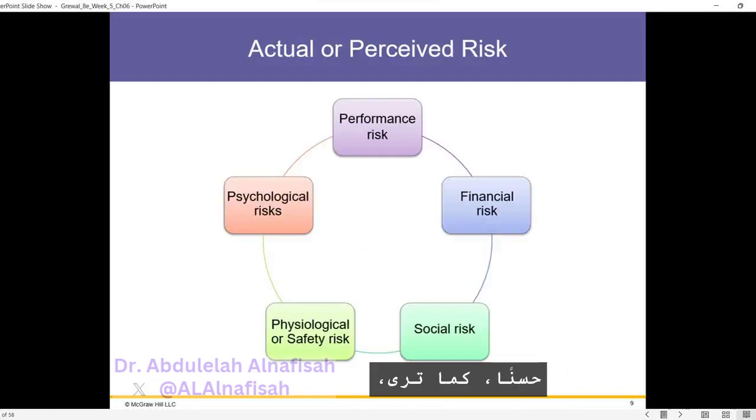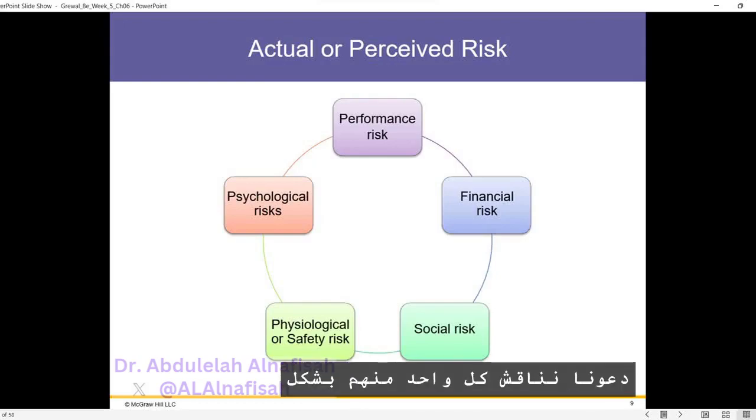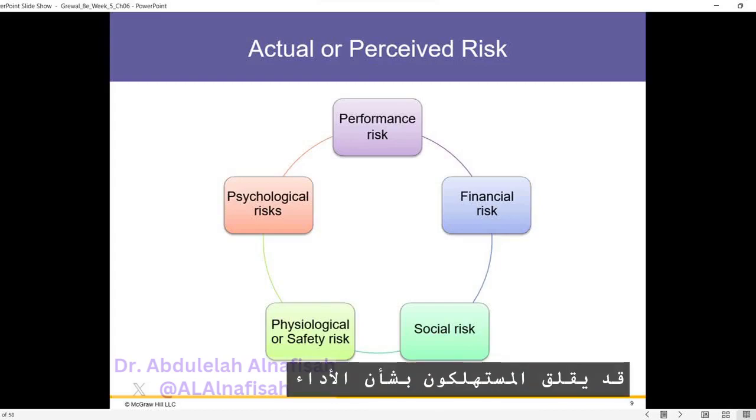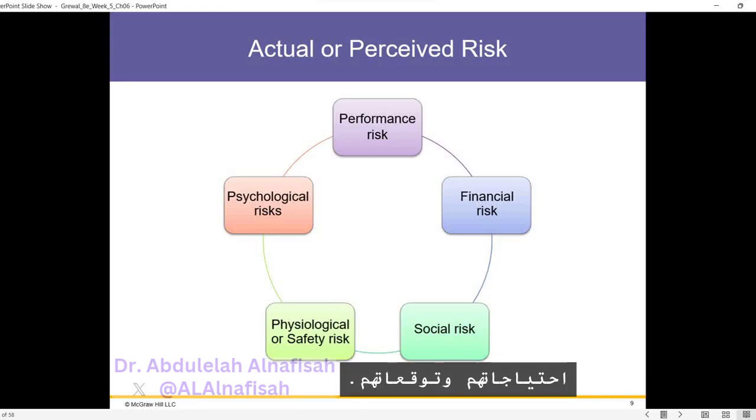Okay, as you see, we have 5 types of risks associated with purchase decisions. Let's further discuss each of them. 1. Performance risk. This risk refers to the concern that a product or service may not perform as expected or deliver the desired outcomes. Consumers may worry about the functionality, reliability, durability, or quality of the product. They want assurance that the product will meet their needs and expectations.